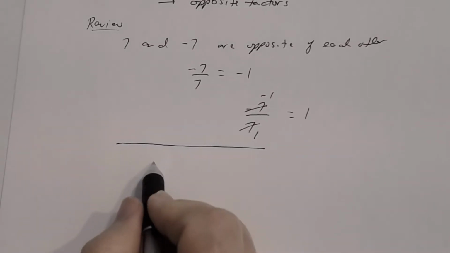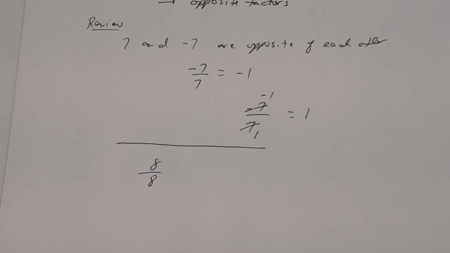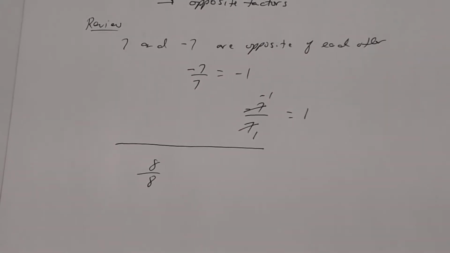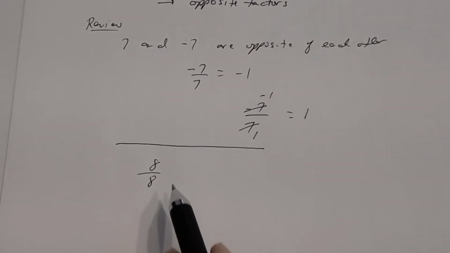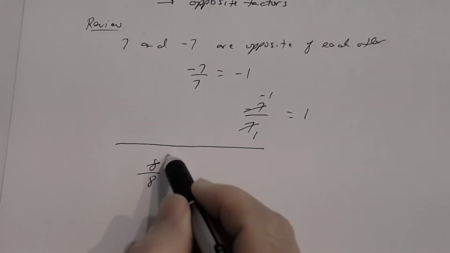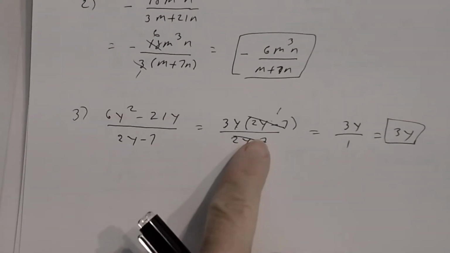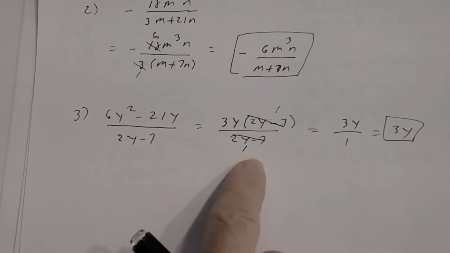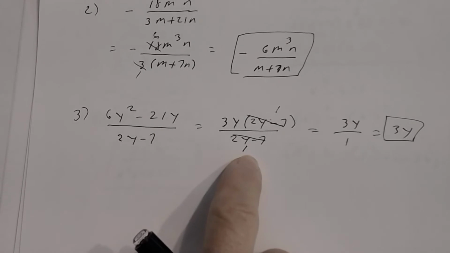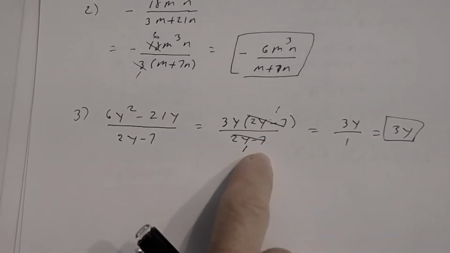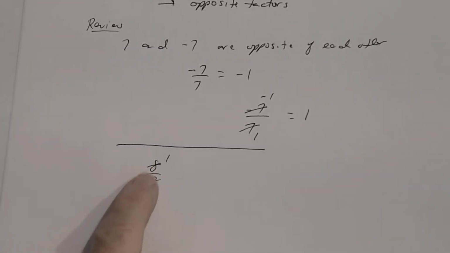So that will lead us to this idea. What if I had 8 divided by 8? Those are not opposites. Those are identical factors. 8 divided by 8 is 1. That has the same connotation here: 2x minus 7 divided by 2x minus 7 is 1. Those are not opposites. Those are identical.